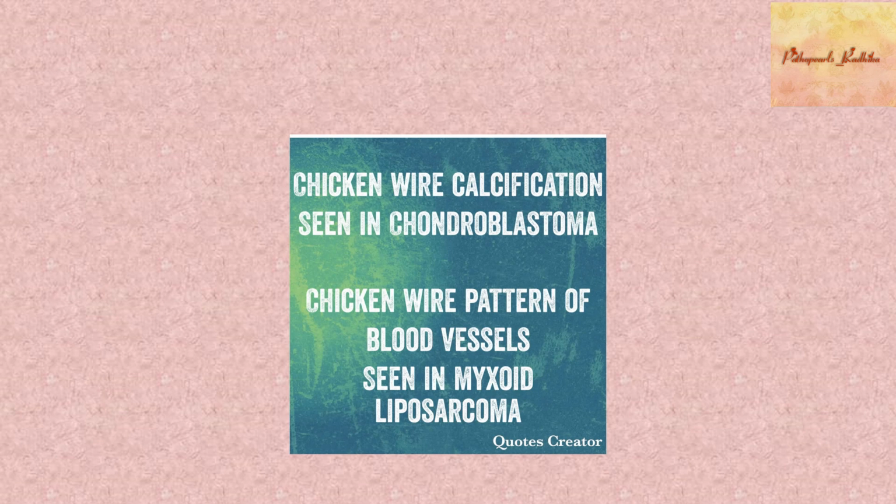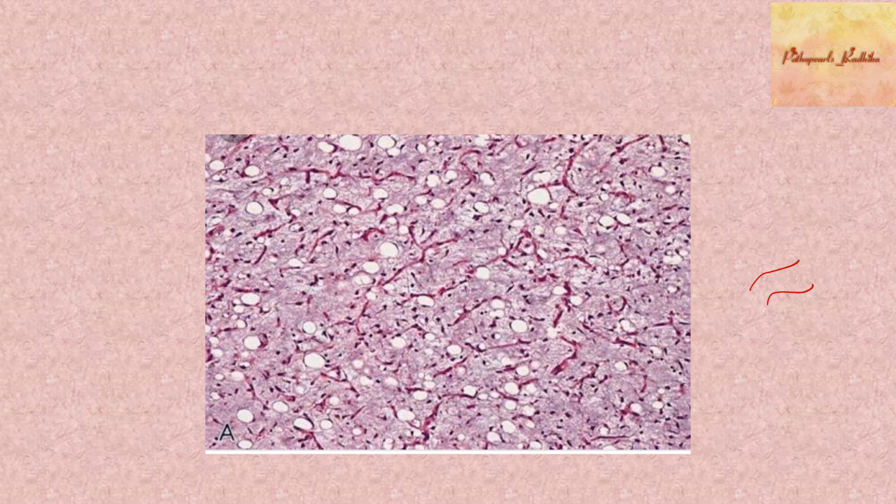A little bit extra just for your interest. I was mentioning this chicken wire sort of calcification. Can anyone tell in which other tumors you can see something related to chicken wire? Yes, you can have it in myxoid liposarcoma. In myxoid liposarcoma, you will have a chicken wire pattern of blood vessels. Look here, all these are blood vessels. The blood vessels look like a chicken wire pattern. This is just an extra point out of interest.